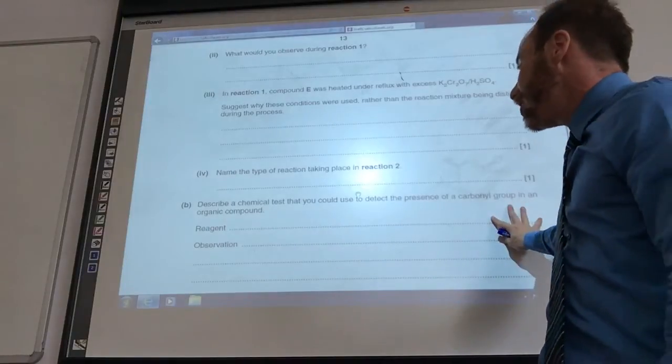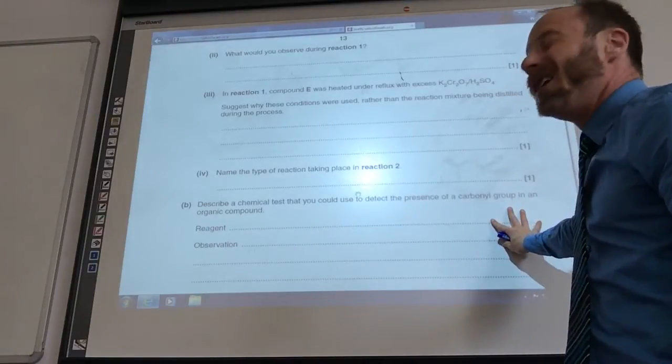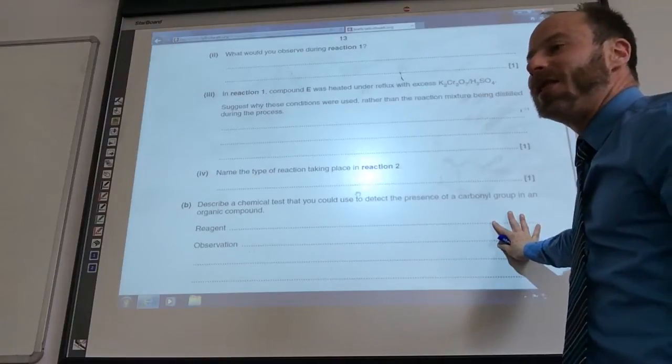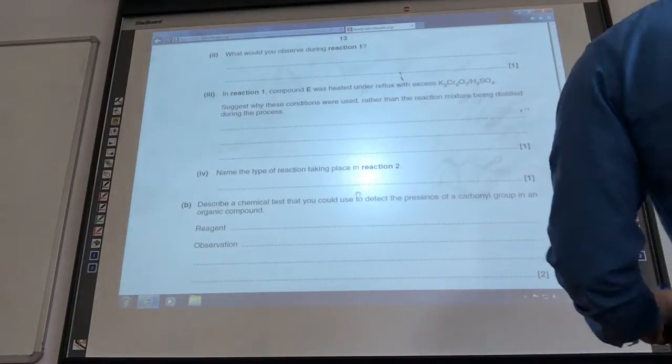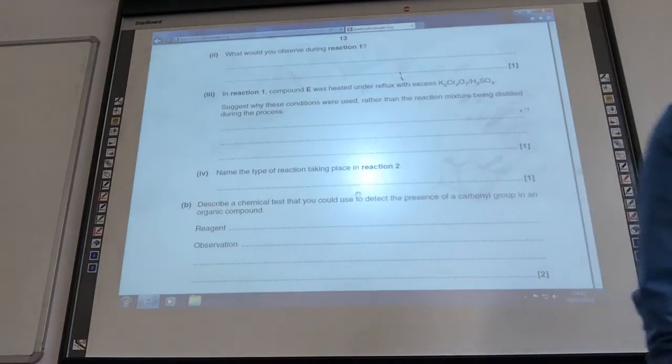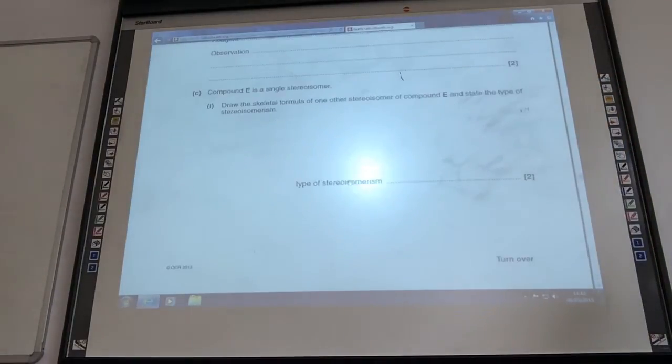A chemical test that you can use to detect a carbonyl group, you know this one: 2,4-dinitrophenylhydrazine, and you see an orange precipitate. So that's 1, 2, 3, 4, 5 marks, easy peasy.